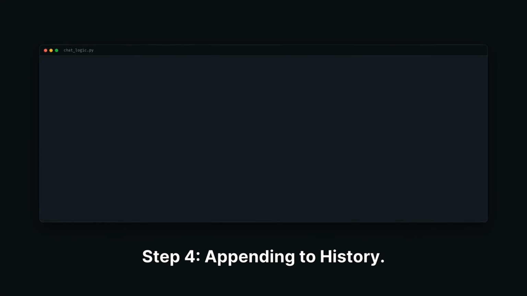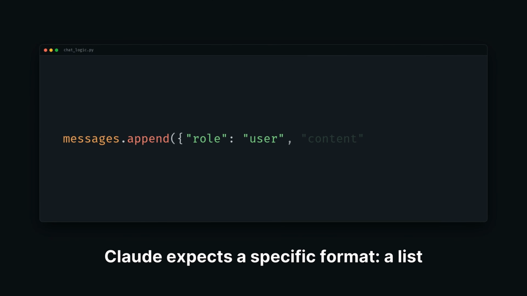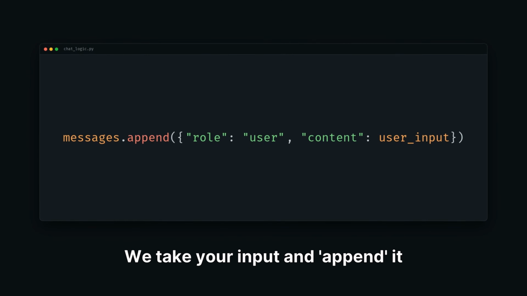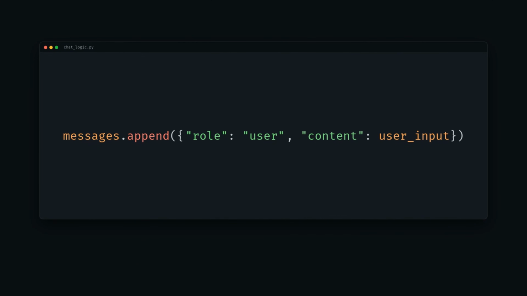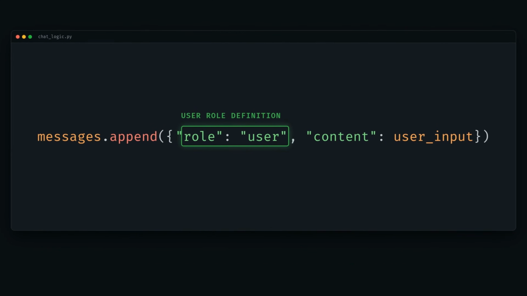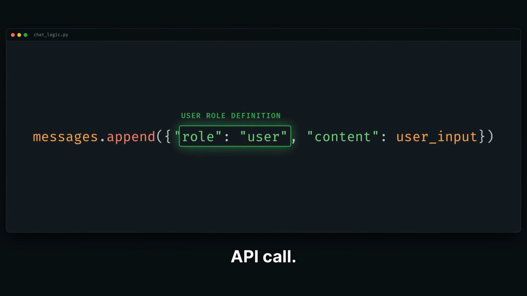Step 4. Appending to history. Claude expects a specific format, a list of dictionaries. We take your input and append it to our list. We set the role to user, so Claude knows these are your words. Now the context is ready for the API call.